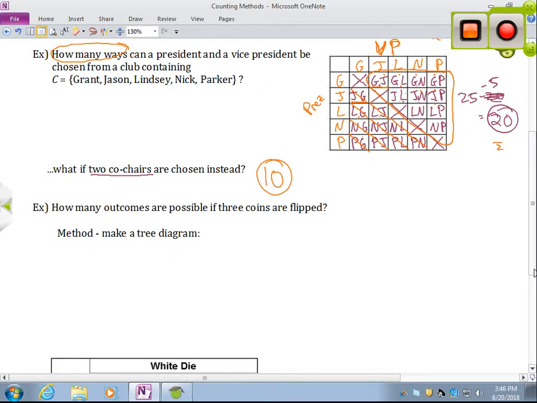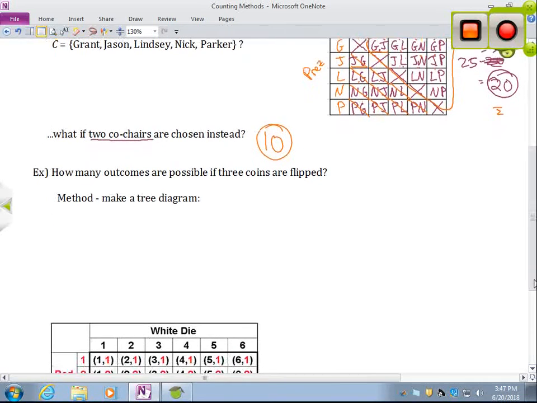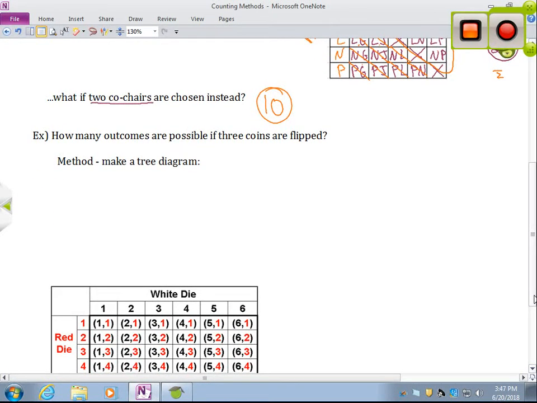All right, next method is making a tree diagram, okay? Here we have 3 coins that are being flipped. The outcome for each coin is going to be heads or tails, and maybe right off the bat, if we look at this and say, okay, well, 3 coins, each can be heads or tails, maybe there's 6 options, okay? A tree diagram is going to give us a way to list all of the possible outcomes, and we are going to see that maybe our first instinct was wrong.